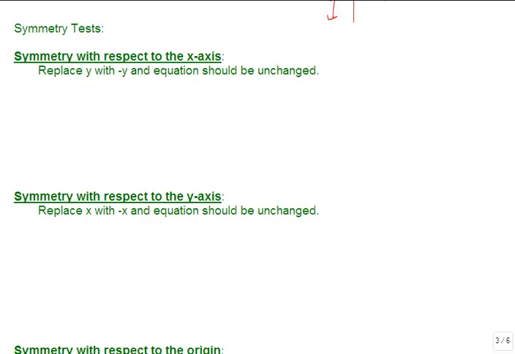Now there's 3 major types of symmetry that you need to be able to explore. And the first type of symmetry is called symmetry with respect to the x-axis. So let me draw a picture of something that would be symmetric with respect to the x-axis. Something like a sideways parabola, something like this. Now what makes this symmetric with respect to the x-axis is that if you were to fold it over this x-axis, you would get the same image on both sides.